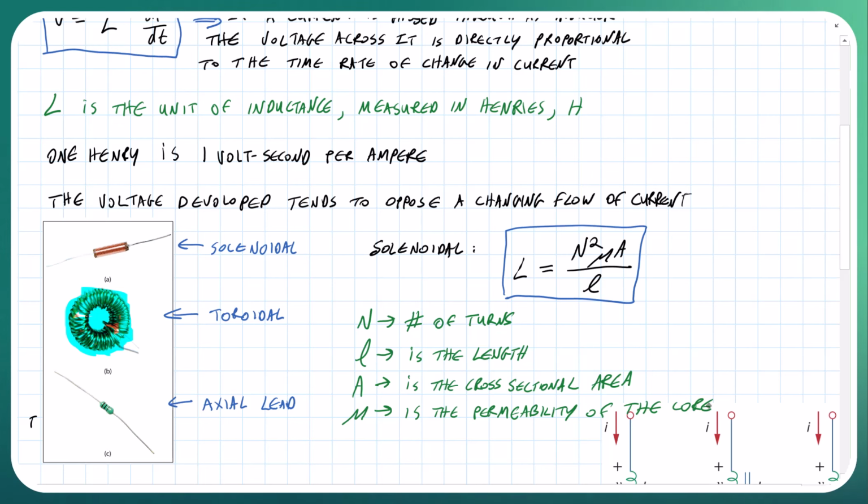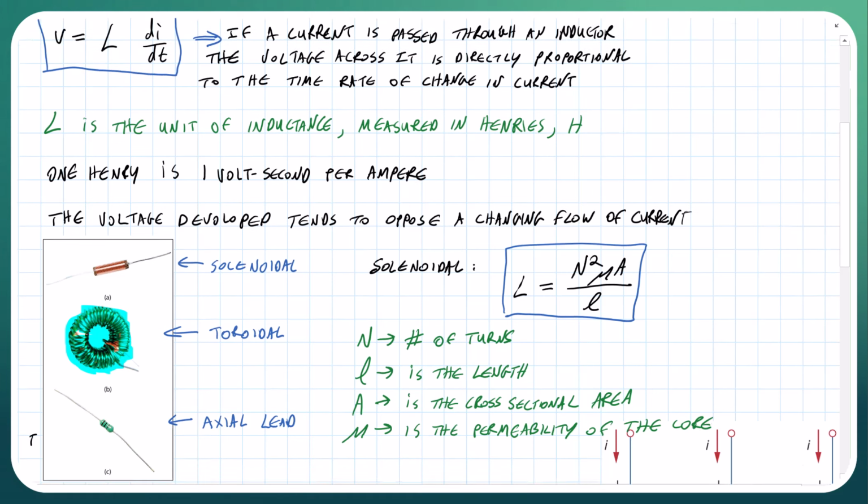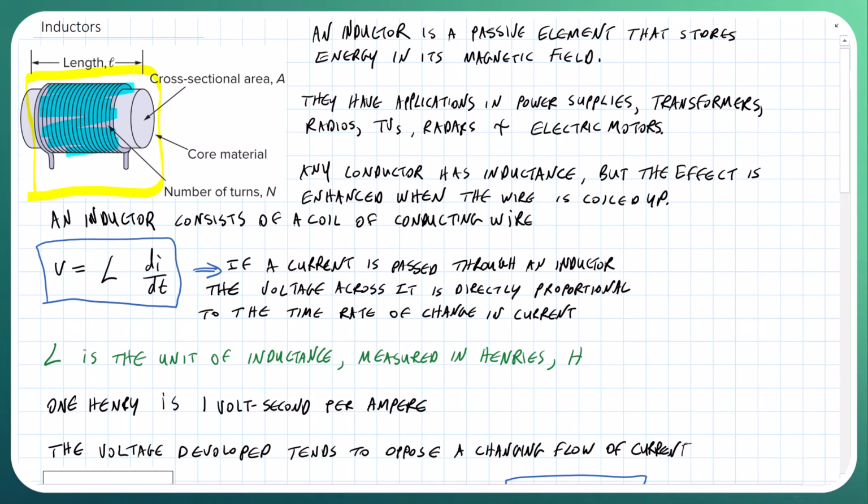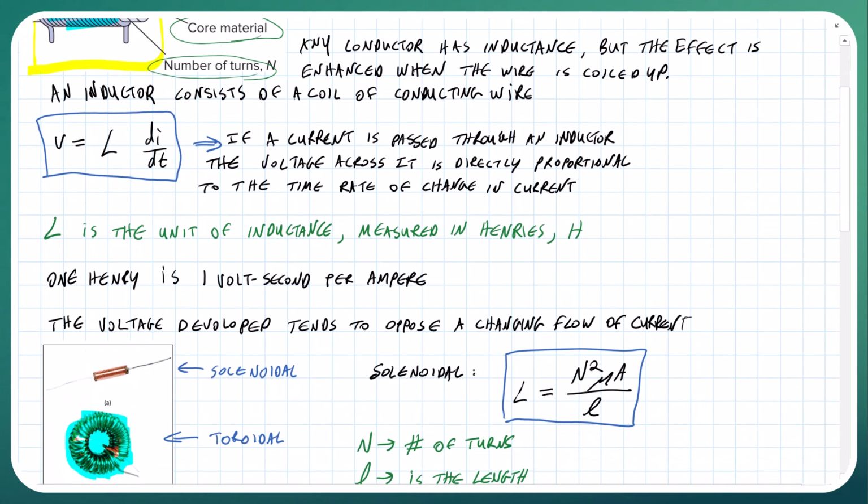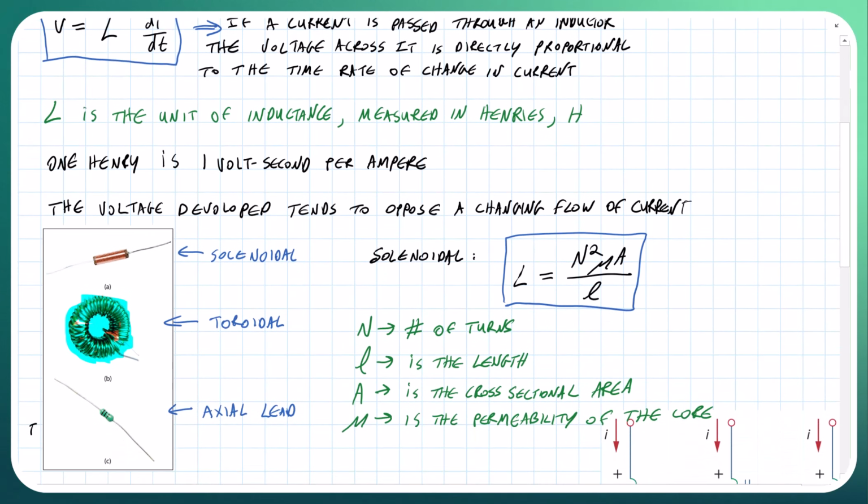Okay, so if we look at this here, we're looking at our L, our cross-sectional area, the core permeability, and then the number of turns. So the core permeability is our mu. Right, so that's what we're looking at there.